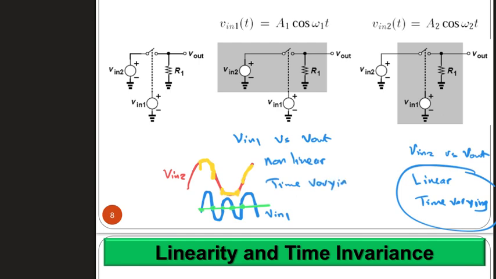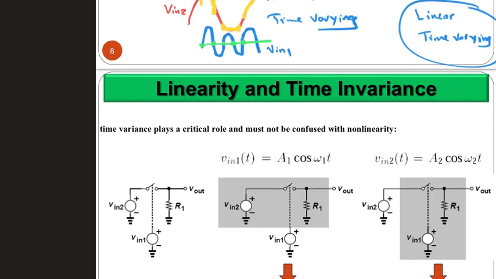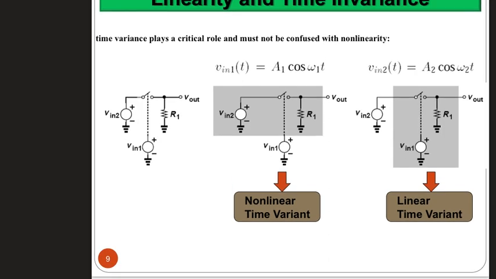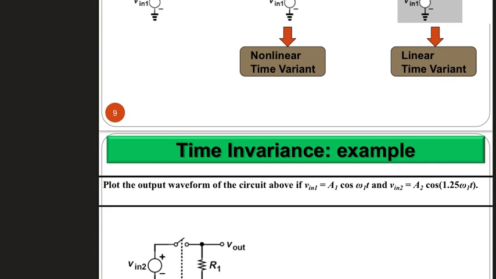Doctor? Yes? How is the second system time varying? Imagine that you shift this, keep this fixed, and you shift this. What will happen to the output? It will be a different shape, right? Okay. Any other questions about testing for linearity and time invariance? But you don't need to test, just imagine whether your system is linear or time invariant or not. Again, the solution is written here in a more neat way.